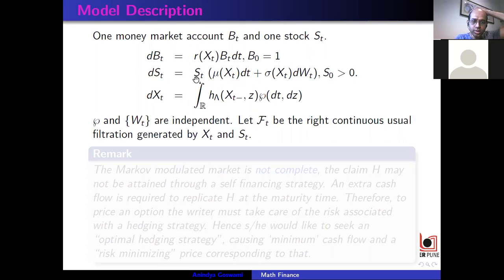Here dS_t is equal to S_t (mu(X_t) dt plus sigma(X_t) dW_t), because the stock price has this dynamics. In GBM you have mu and sigma as constants. Here these are all functions of the Markov chain. And X_t as a Markov chain, I would like to write down as an SDE as well, because that is helpful.